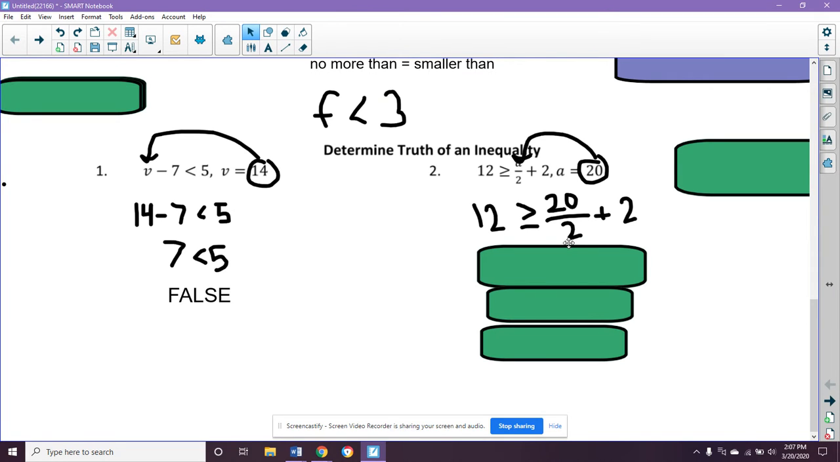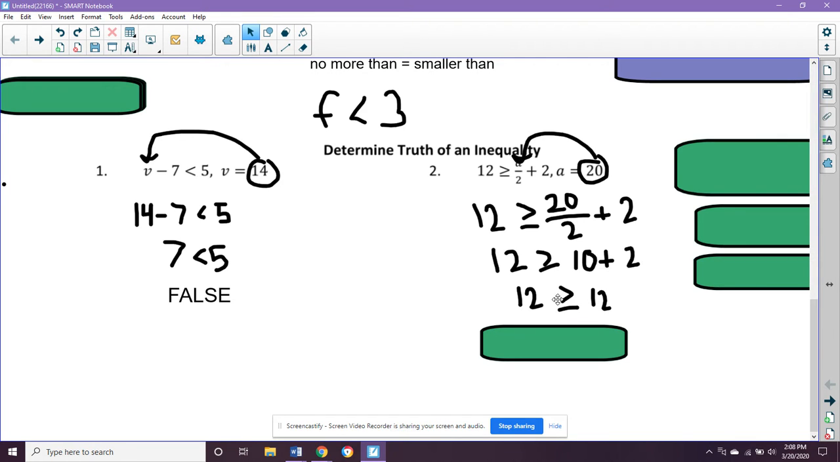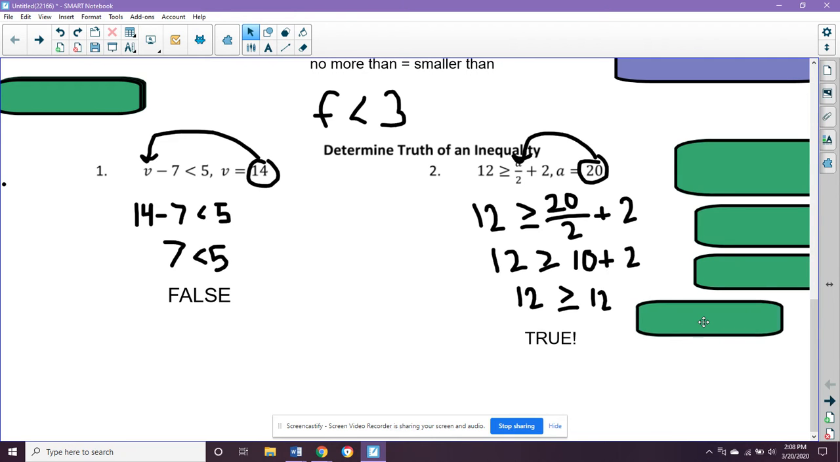So 20 divided by 2 is 10. Add 2 to it. You get 10 plus 2. So 10 plus 2 gives you 12. So now we got to think about, is 12 greater than or equal to 12? And here, the equal to part is very important. 12 is equal to 12, so that makes it a true statement.